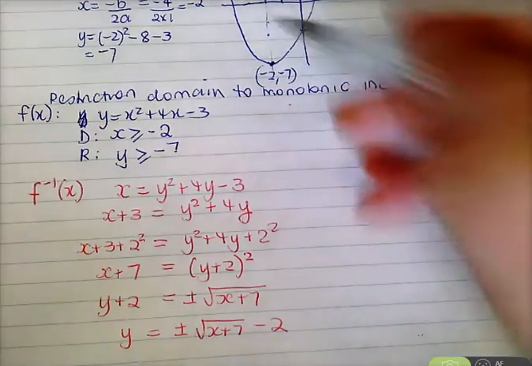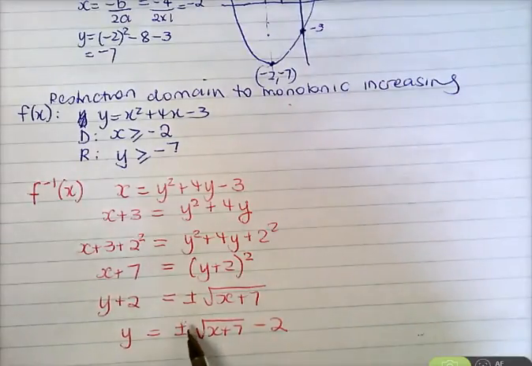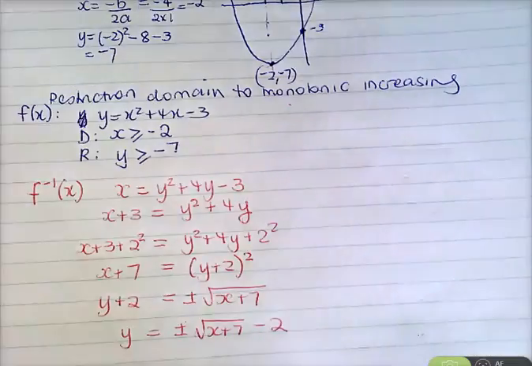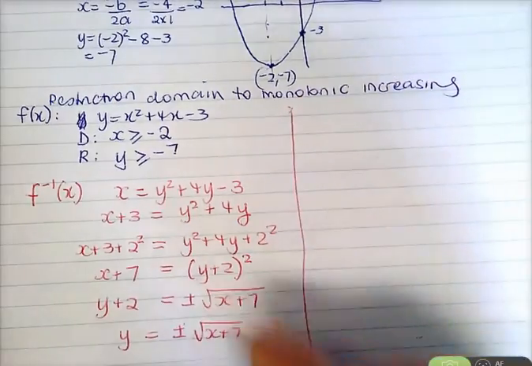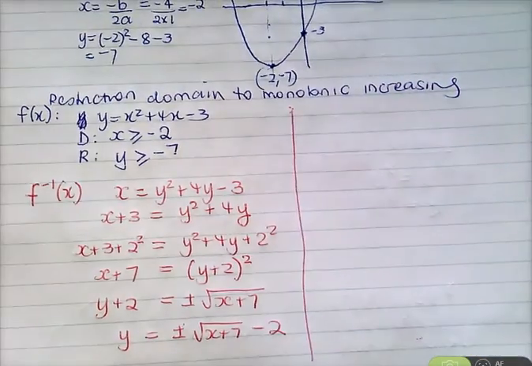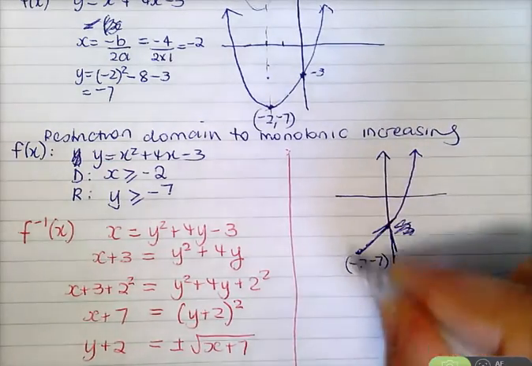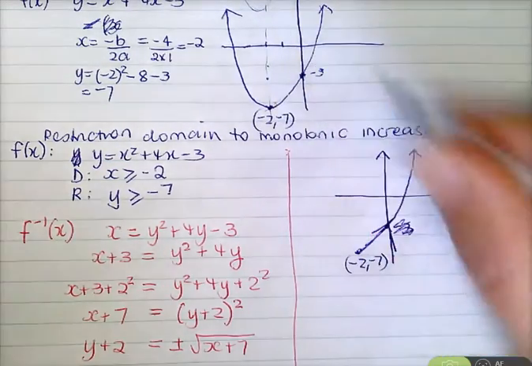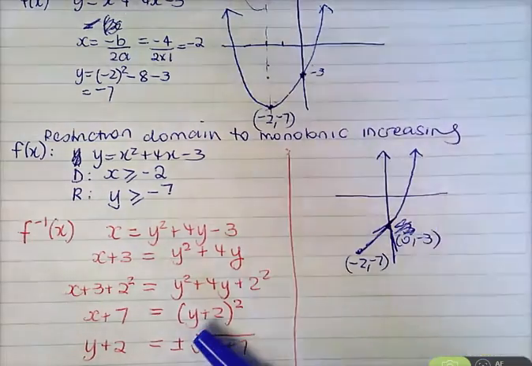I'm just going to draw that one there. Which of these will it be? Positive square root of x plus 7 minus 2 or the negative square root of x plus 7 minus 2? Well, we'll be able to tell which one it is by looking at the domain and range of the inverse function. Monotonic increasing part of the function, we've got this point down here, -2, -7, and this point here, which is 0, -3.